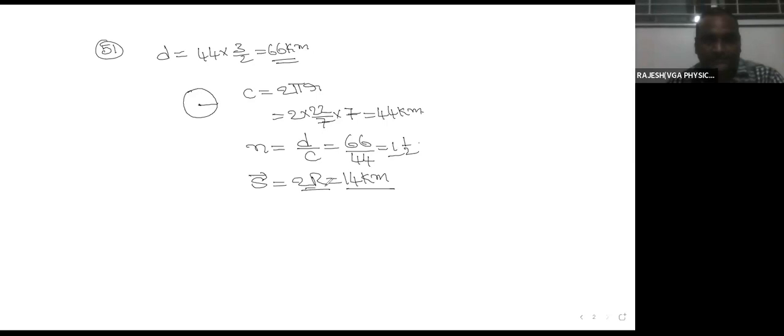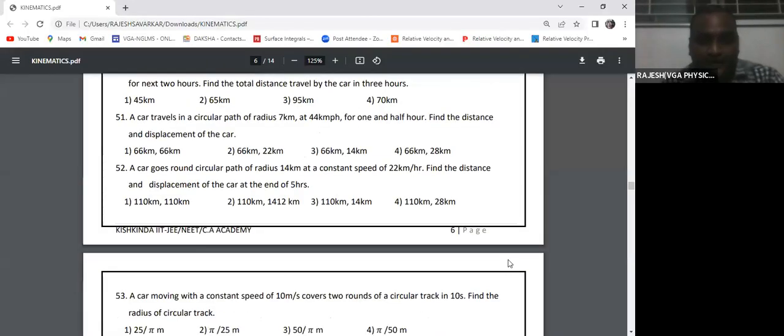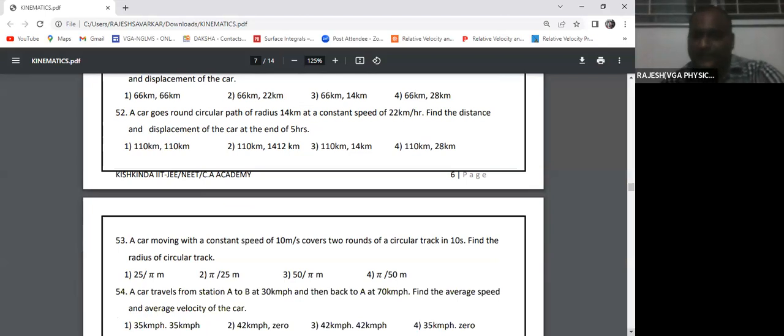Right? So 66 and 14 kilometers. Next question also, same model. A car goes around a circular path of radius 14 kilometers at a constant speed of 22 km per hour. Find the distance and displacement of the car at the end of 5 hours. So 5 into 22, 110 kilometers distance.